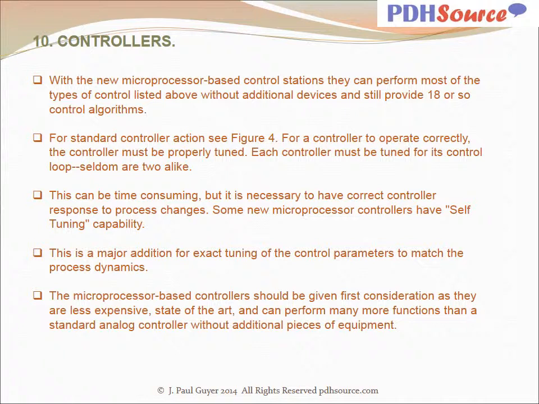For a controller to operate correctly, the controller must be properly tuned. Each controller must be tuned for its control loop. Seldom are two alike. This can be time-consuming, but it's necessary to have correct controller response to process changes. Some new microprocessor controllers have self-tuning capability. This is a major addition for exact tuning of the control parameters to match the process dynamics.